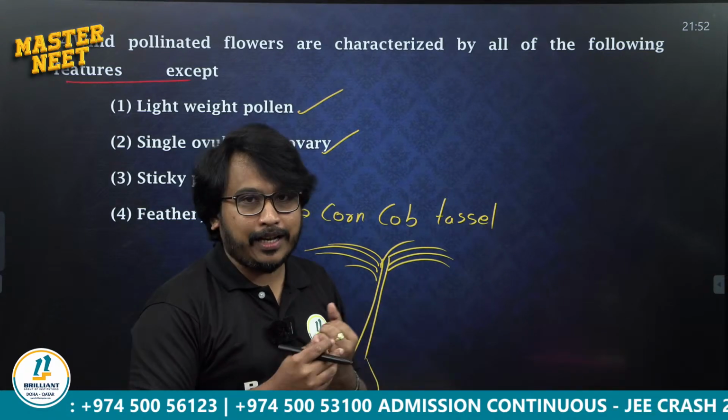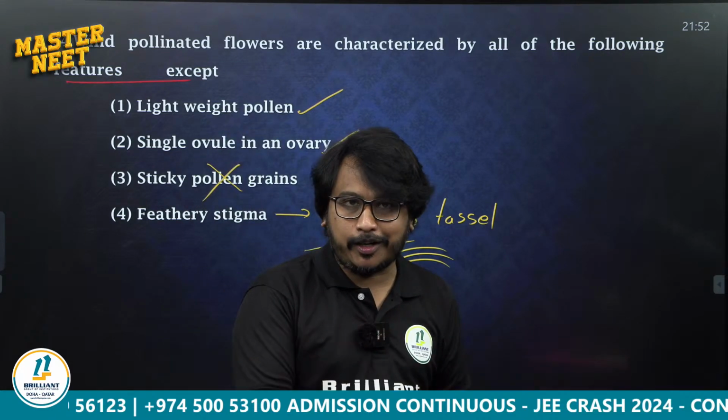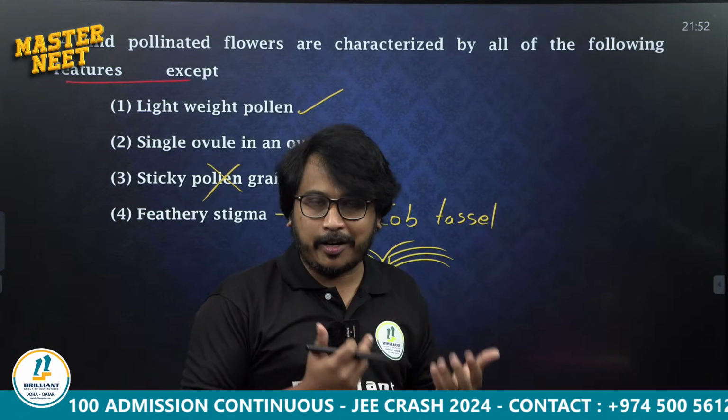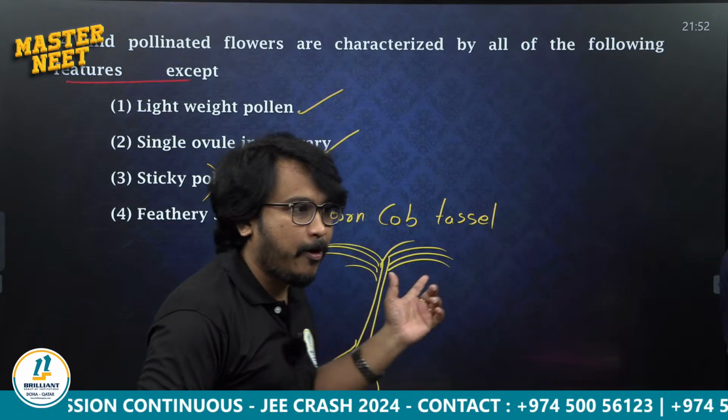So example, grass, even water hyacinth, water lily, flowers are emerging above the surface of water. They undergo wind pollination. Hope you got it.